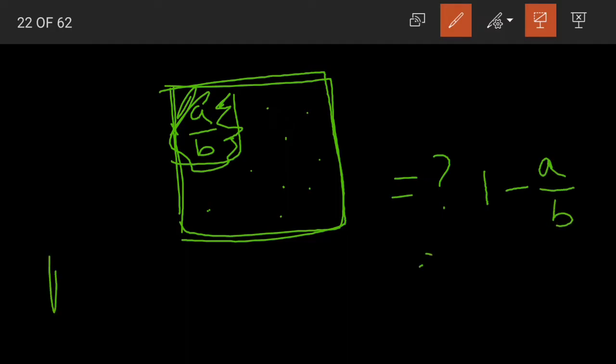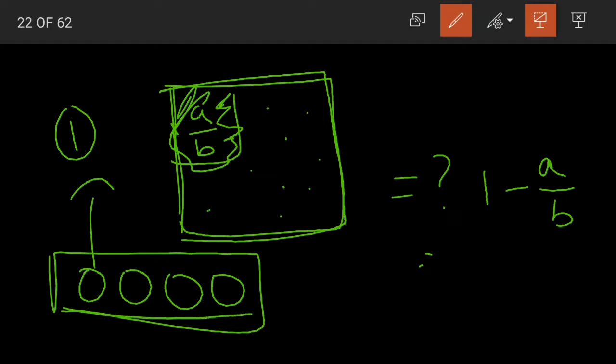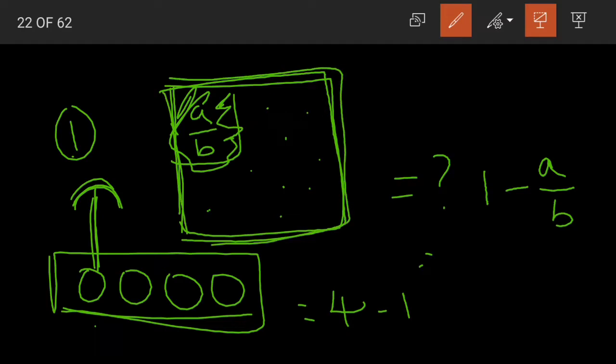Understood? Suppose there are 4 balls, out of which one ball was taken away, and how many balls are remaining? You will take the total number of balls, 4, minus the number of balls that have been taken away, that is 1. Here we have a single wall, children. One wall. So 1 minus what is already painted?